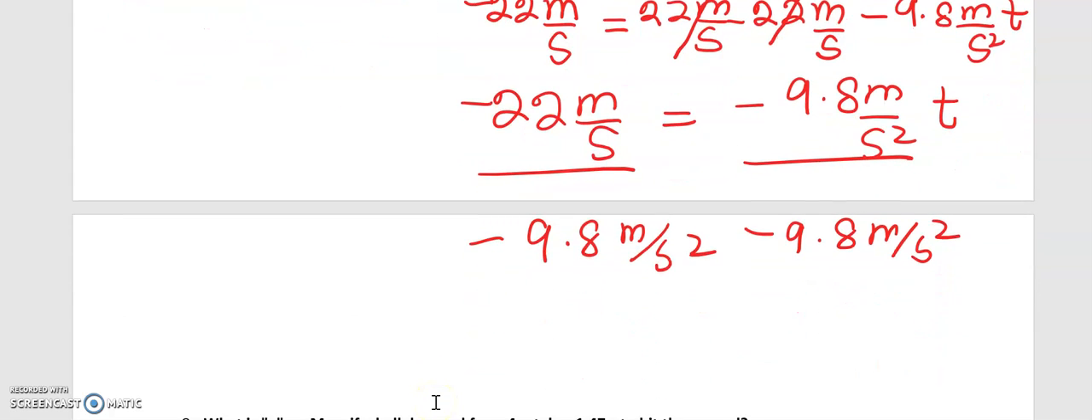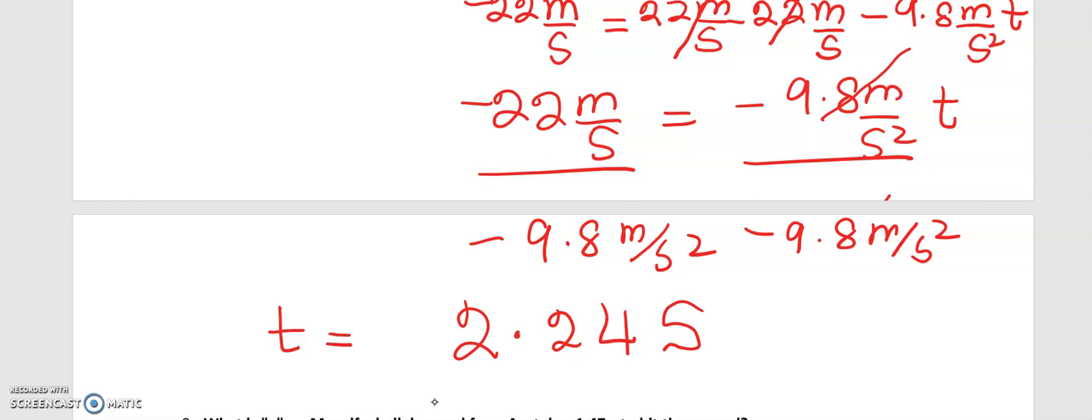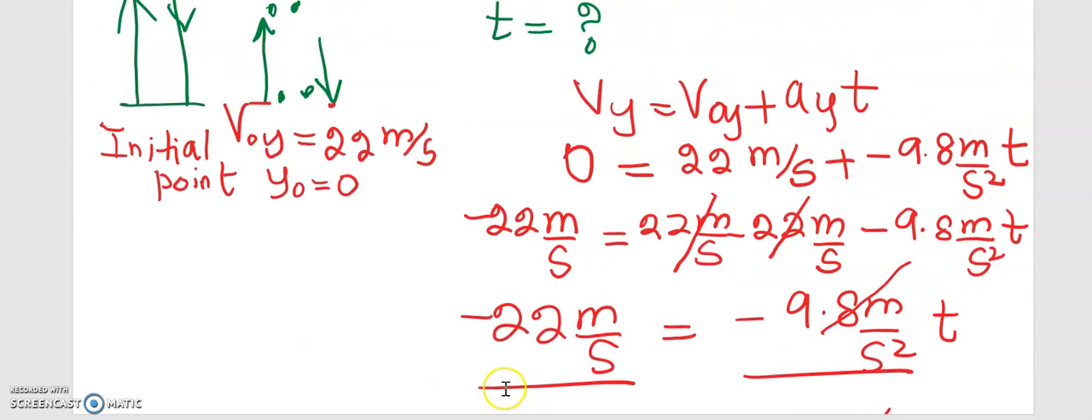And when you do that, so you don't have to wait for me, guys, you can solve for it. Cancel out. 22 divided by 9.8 is 2.24 seconds. I just rounded it off to 3 significant figures.